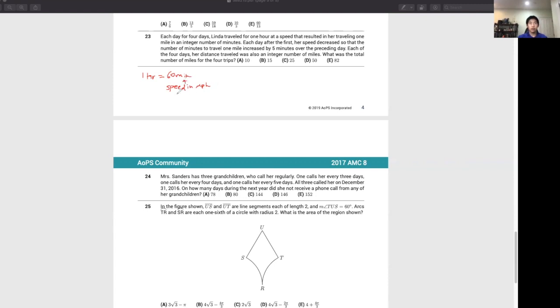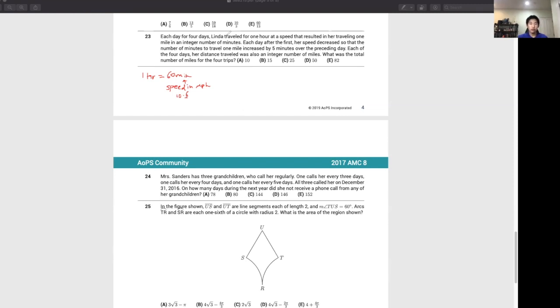For example, traveling at 10 miles per hour would result in a 6-minute mile. And we know that each day after the first, her speed decreased so that the number of minutes for 1 mile, this 6 here in this example, increased by 5 minutes over the preceding day. Each of the 4 days, her distance was also an integer number of miles. What was the total number of miles for the 4 trips?